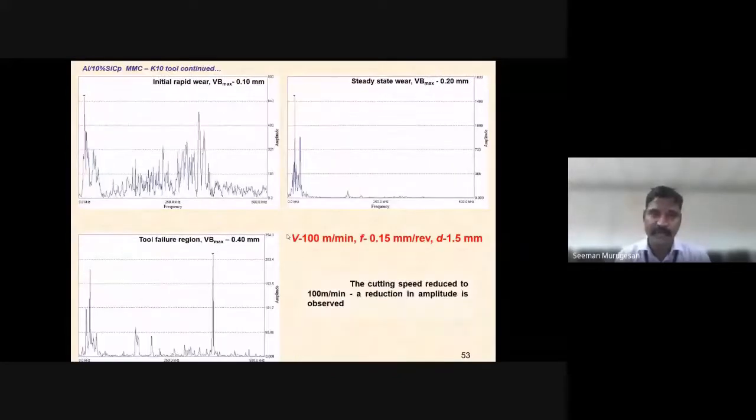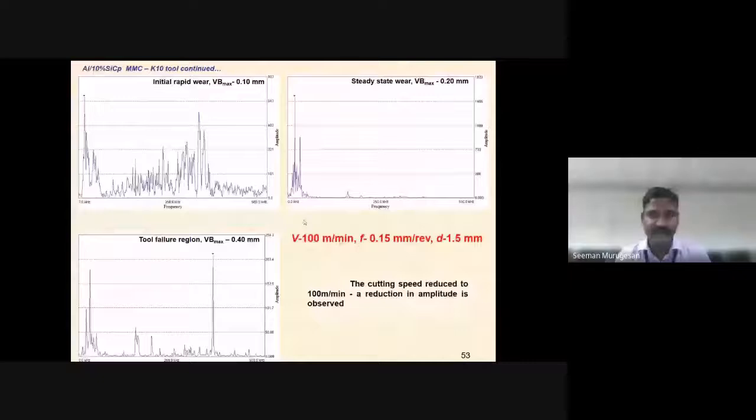400. And as the cutting speed is reduced, the intensity of this AE signal will be reduced, but a similar pattern will be observed in this AE effective spectra. Similar trend. You see here, around 25 kilohertz, the peak amplitude will be observed in the initial rapid wear. Then medium intensity of the signal will be observed in the entire frequency range. Then in the steady state, the peak amplitude will be shifted to the higher frequency range. The similar trend will be observed.